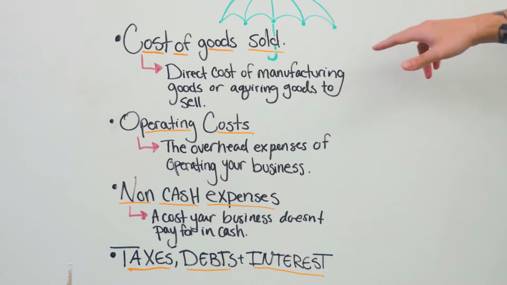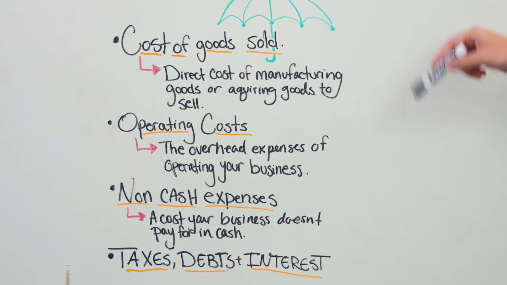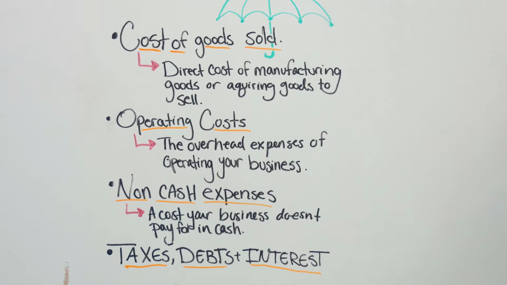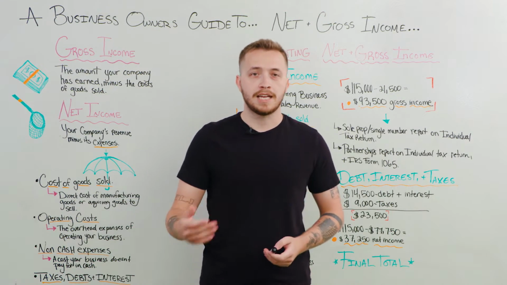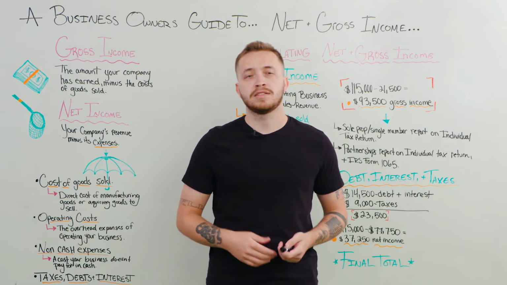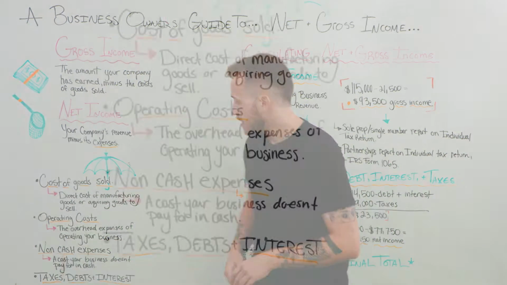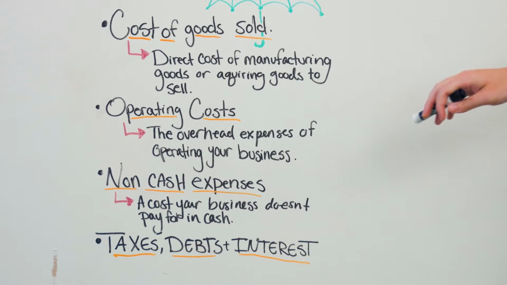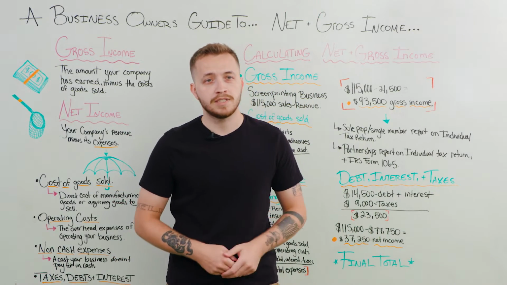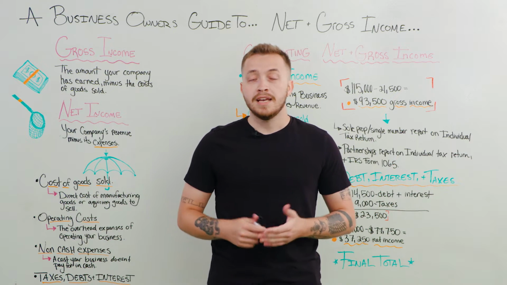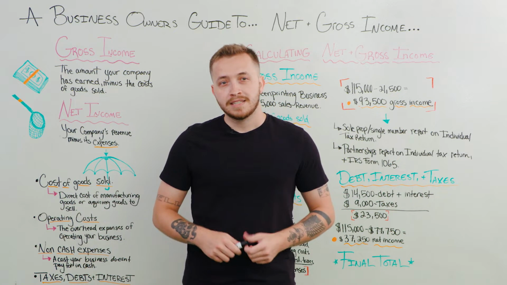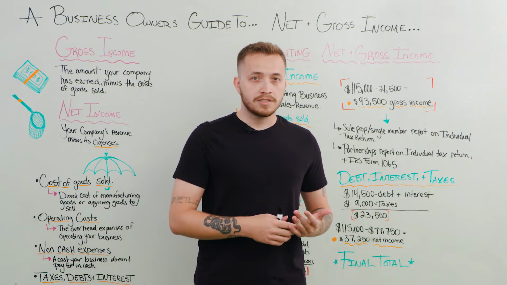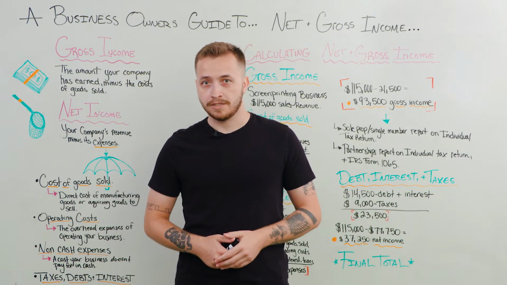Your first one is going to be cost of goods sold. It's the direct cost of manufacturing goods or acquiring goods to sell. Examples of this are labor wages, raw materials, as well as freight and storage costs. Your next one is operating costs, which are the overhead expenses of operating your business. Examples of this are rent, administrative pay, insurance, and marketing. These costs are not directly related to goods and services, but are necessary for operation.